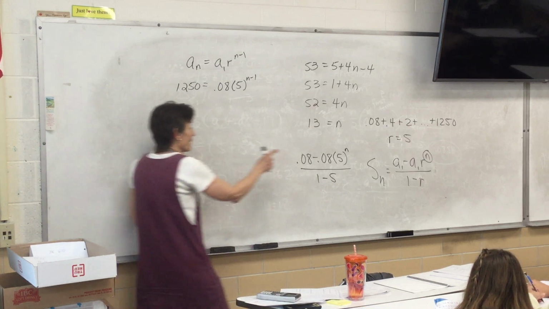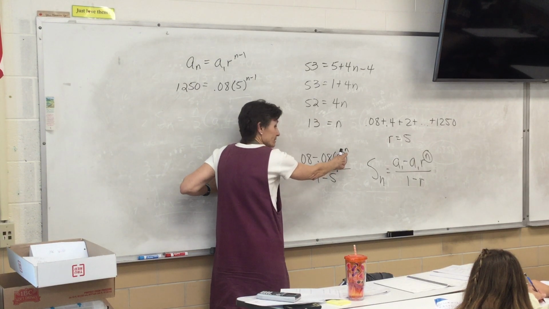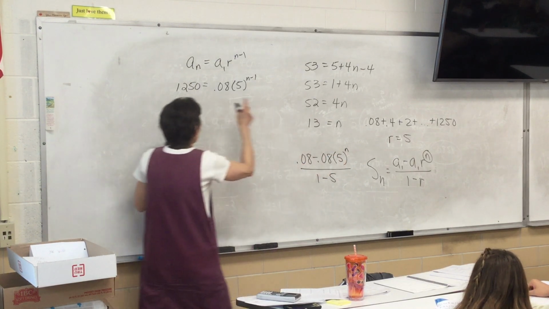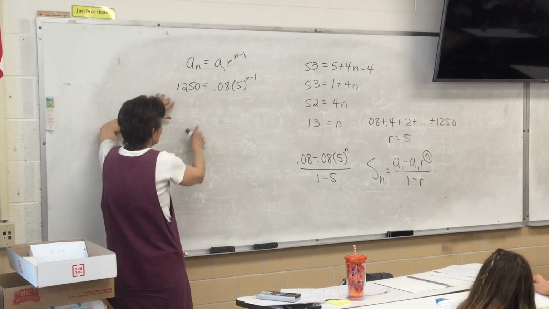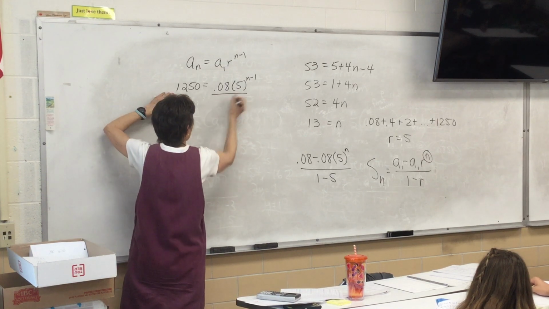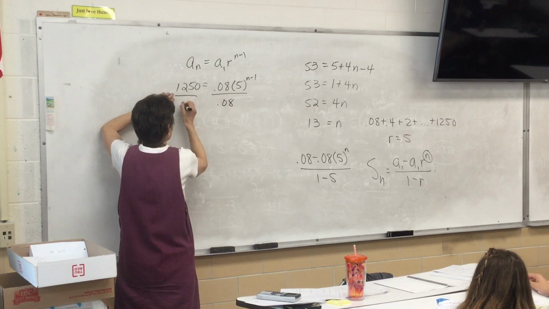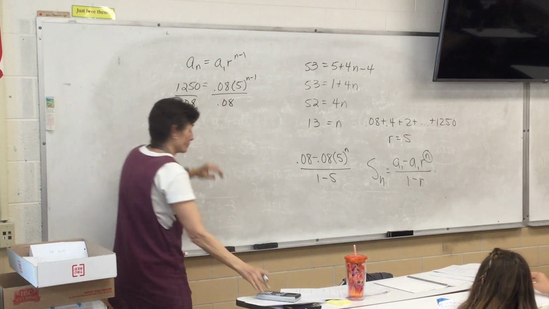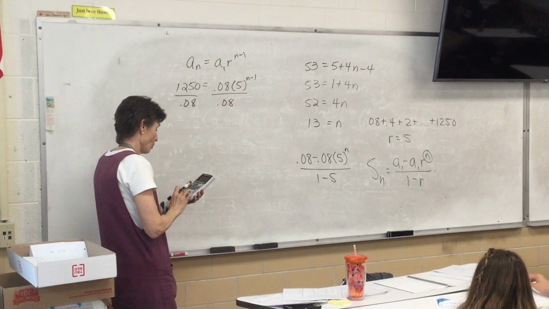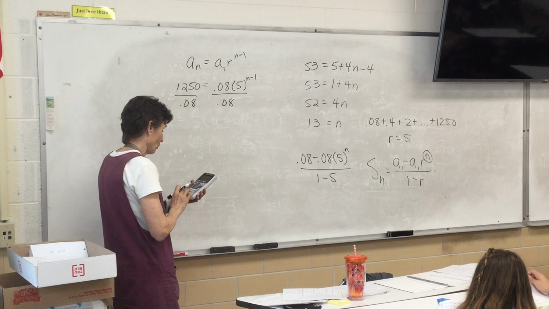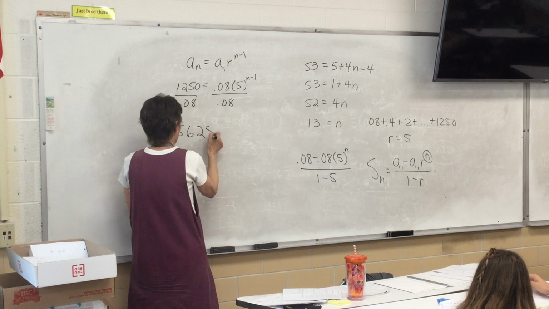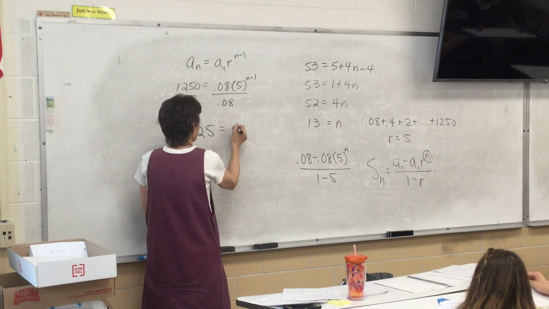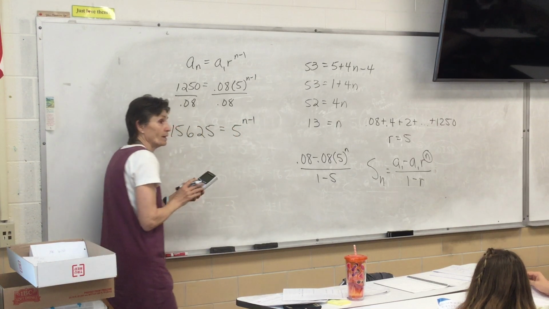So, I didn't have my n, gotta have it. So I'm gonna go to my other formula, and I'm gonna figure out what my n is. Let's divide both sides by 0.08. So 1250 divided by 0.08 is 15,625, and that equals 5 to the n minus 1.